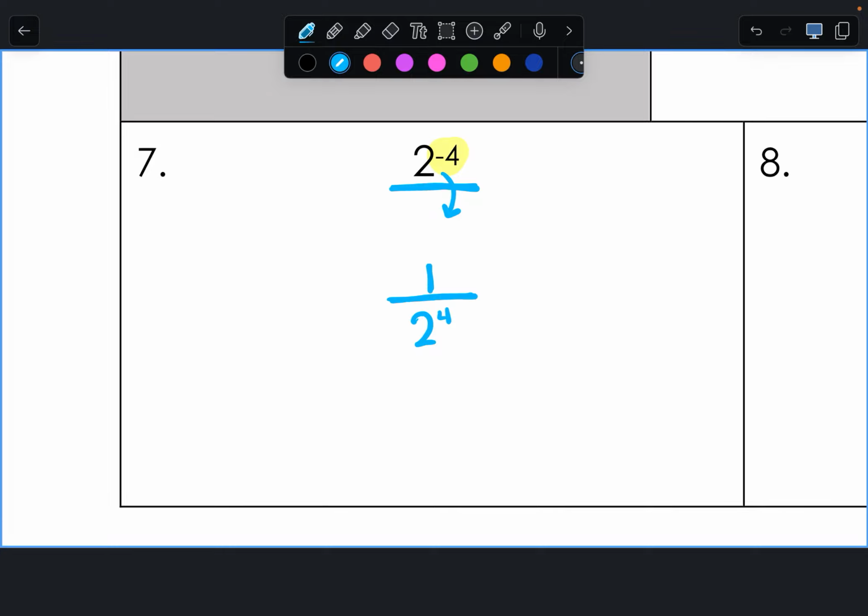So if it's negative, you can make it a positive. It has to be a negative exponent to be a fraction. Yes. Alright. Which I think most of these will stay as fractions.